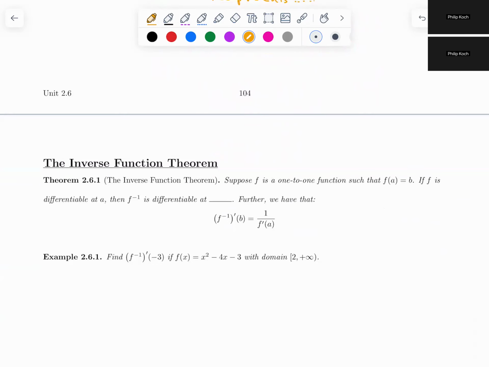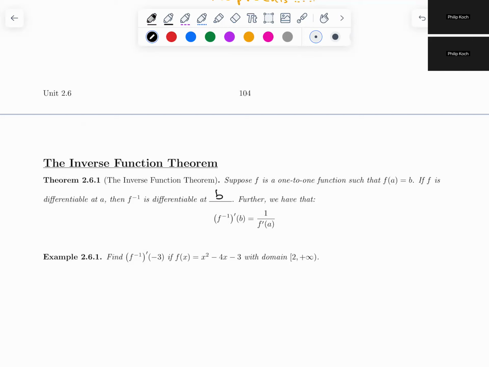So suppose f is a one-to-one function, meaning that it has an inverse, such that f of a is equal to b. If f is differentiable at a, then f inverse is differentiable at b. And further, we have that f inverse prime of b is equal to 1 over f prime of a.